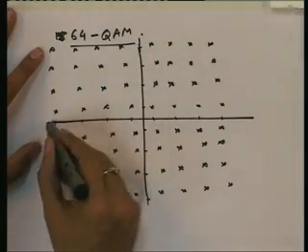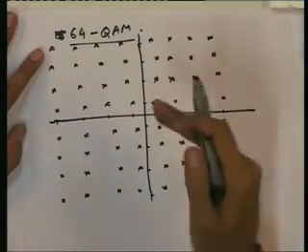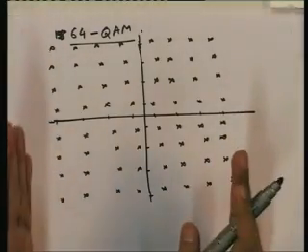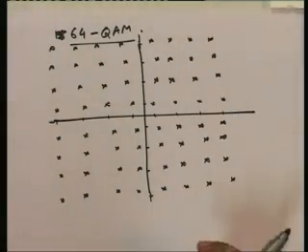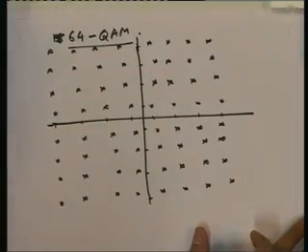So this is 64 QAM. There are 64 points because on each dimension there are 8 levels. So 8 times 8 is 64. This is not a cross constellation. This is a square constellation. So that is the 64 QAM constellation.